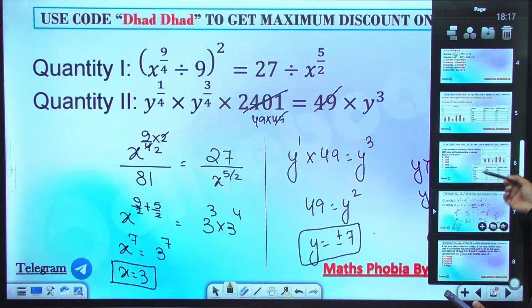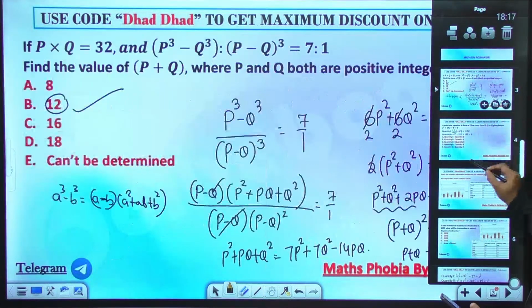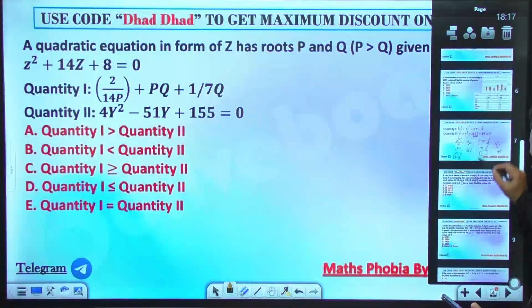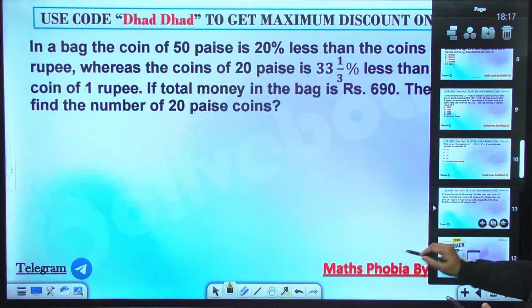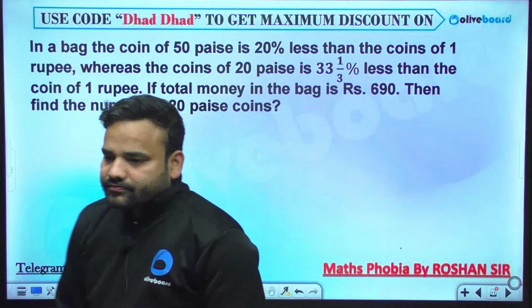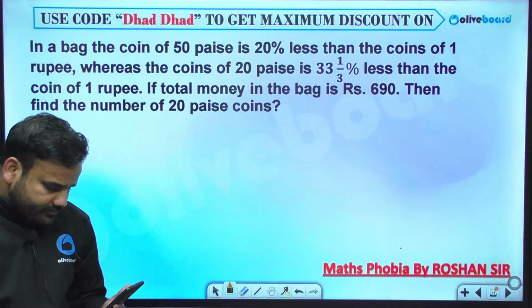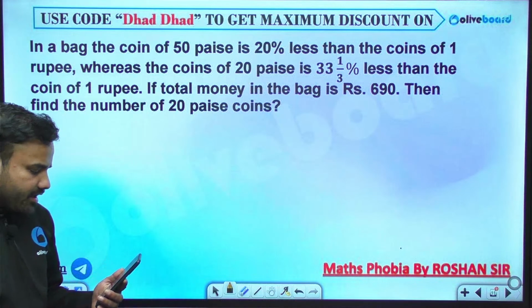So what to take? We have completed quadratic. Before this quant part, let's take a question of coins. One quant based question. Let's take an arithmetic question.